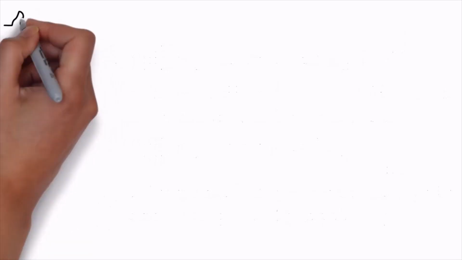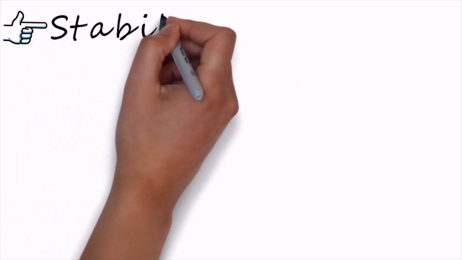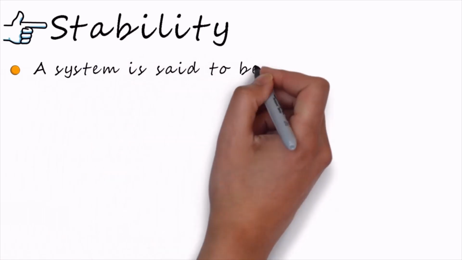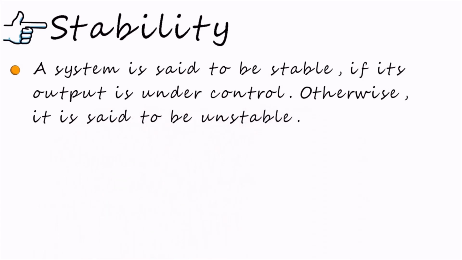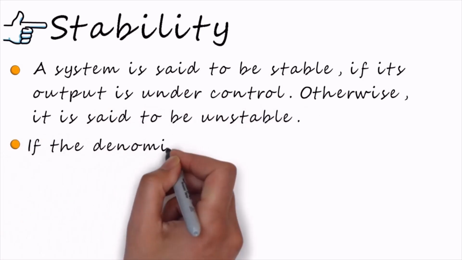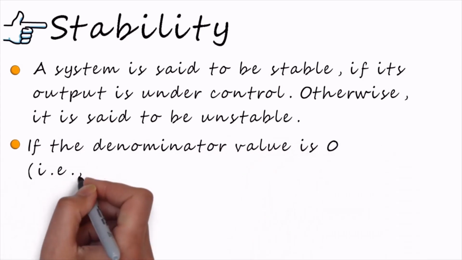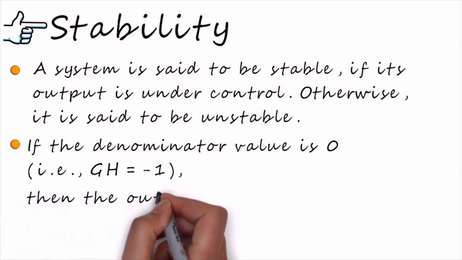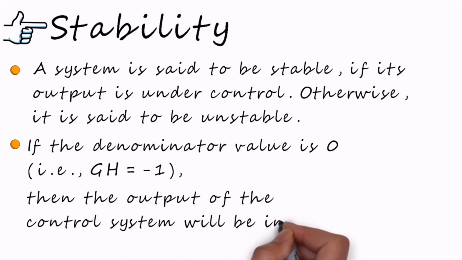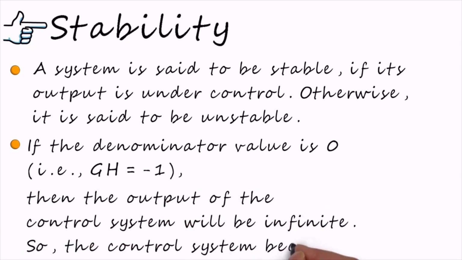Now, let's turn to another important factor, that is stability. A system is said to be stable if its output is under control. Otherwise, it is said to be unstable. If the denominator value is 0, that is GH is equal to −1, then according to the equation T is equal to G/(1+GH), the output of the control system will be infinite, and at that time the control system becomes unstable. Therefore, we have to properly choose the feedback in order to make the control system stable.